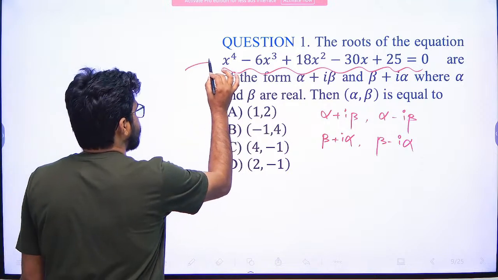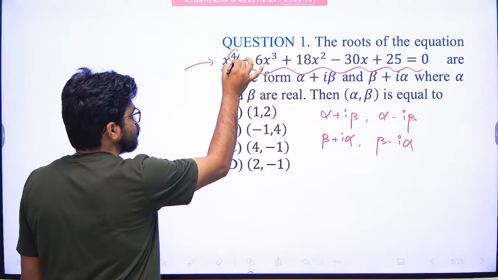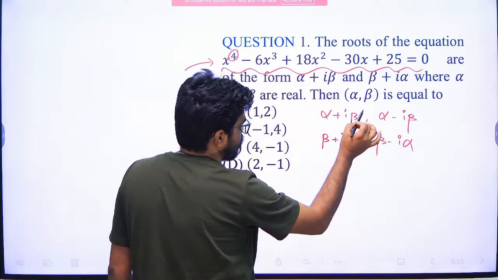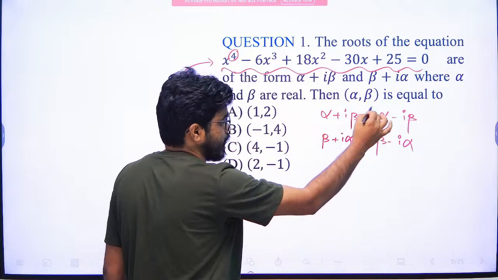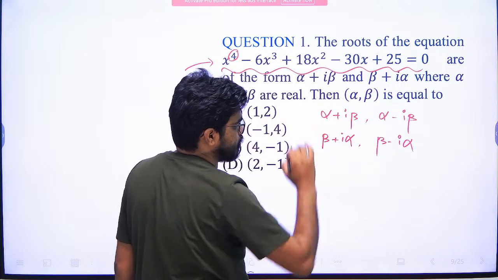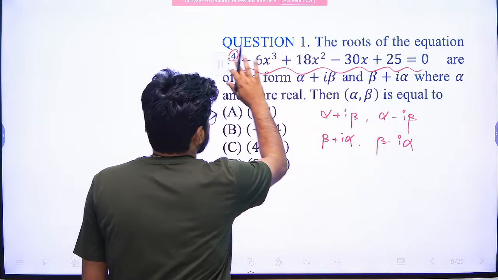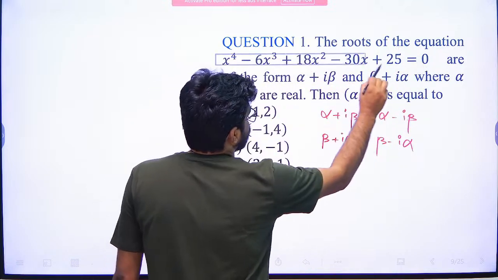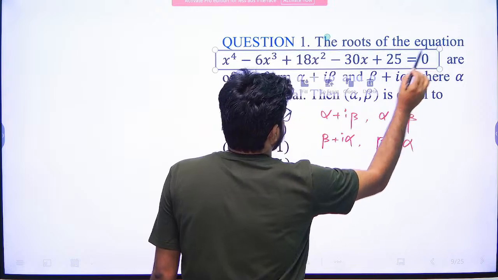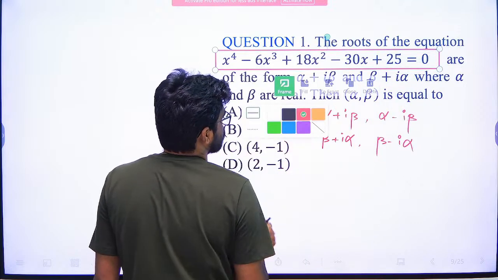What is the degree of this equation? The degree of the equation is 4, so we have 4 roots. Alpha plus i beta is given, beta plus i alpha is given, so we get the other roots, alpha minus i beta and beta minus i alpha. What is our target? Our target is to find the values of alpha and beta.